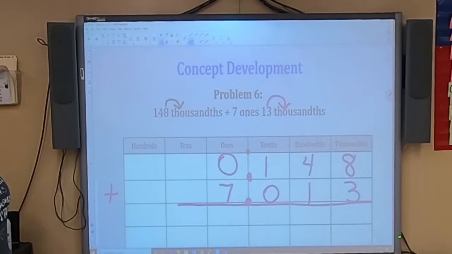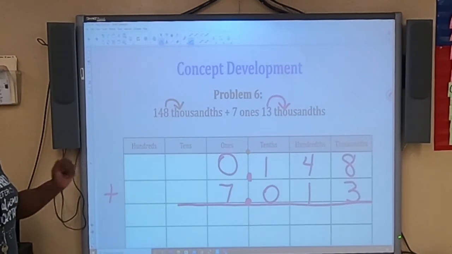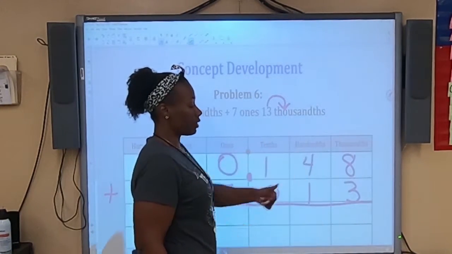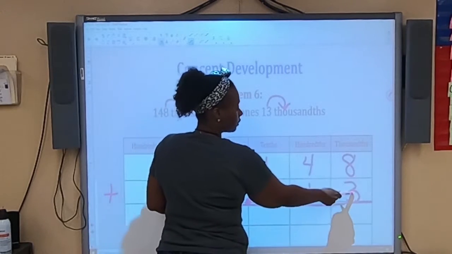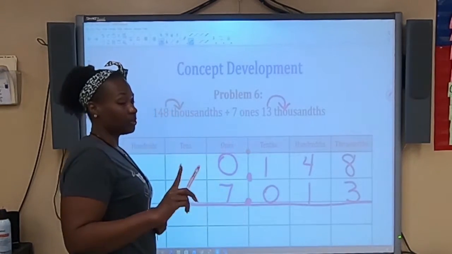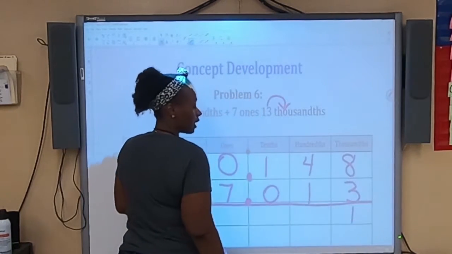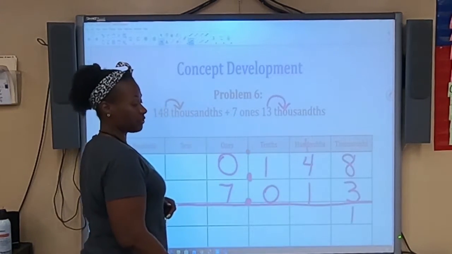There's our algorithm. Now that it's set up, we got our decimals in the same spot, and we have all of our units together. We can start adding. 8 plus 3 is 11. Remember, we do not put 2 digits in one place value. So 1 can stay, the other one must shift.